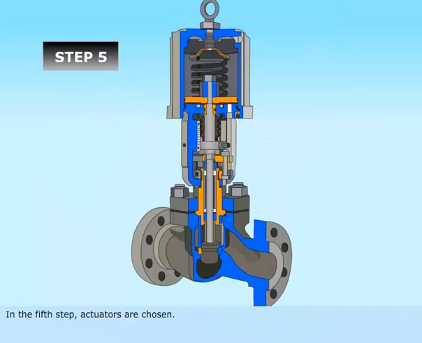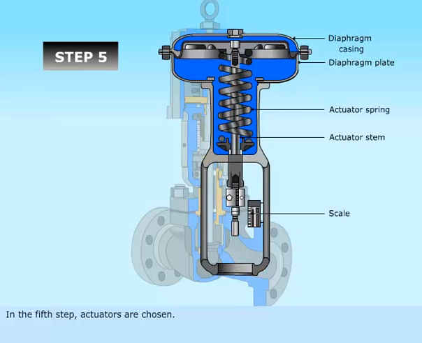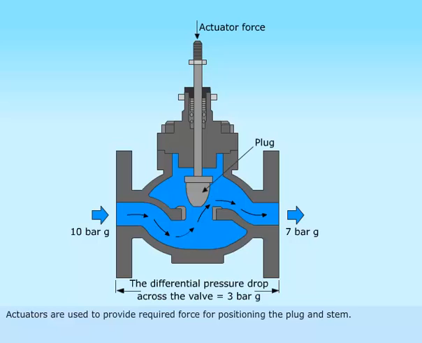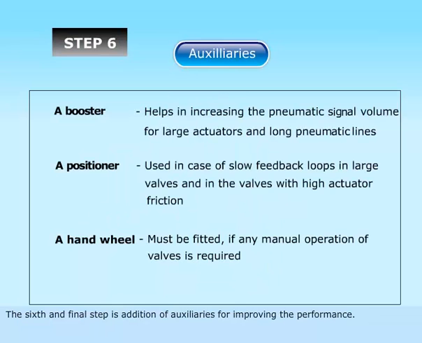In the fifth step, actuators are chosen. Actuators are used to provide required force for positioning the plug and stem. The sixth and final step is addition of auxiliaries for improving the performance. Selection of an actuator.